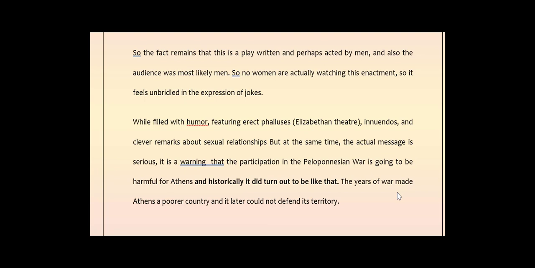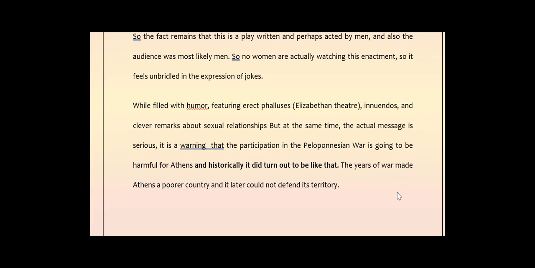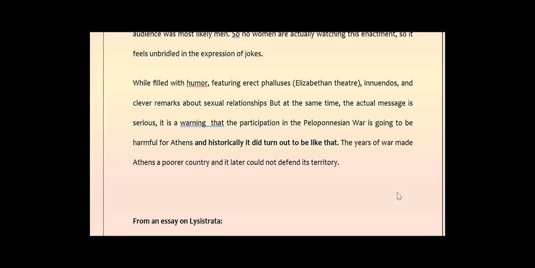No comedy which has survived for several decades would be just a pointless, frivolous, topical comedy. If it is surviving for several years and several generations, there has to be something which is coming out of the comedy, and that has to be the gold standard of comedy. That has to be why and how a play has actually survived. And if this play has survived, it's not just because it's lewd, or it's not just because it has those vulgar jokes. It is also historically correct in many ways. So in a way, it's a warning that the participation in the Peloponnesian War is going to be harmful for Athens, and historically it did turn out like that. Years of war made Athens a poor city-state, and it later could not defend its territory.